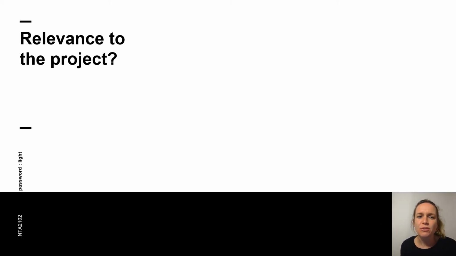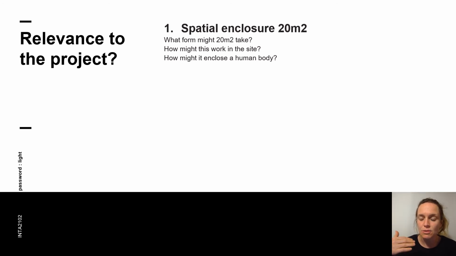And so we'll end just on a little recap of the relevance of this exercise to the project. I know a few people were like, why are we doing this? Why can't I just start designing the apartment? So the first reason that we do an exercise like this is really just to break down the project into a series of parts so that you're not dealing with everything in one hit. The first is to get you familiar with spatial enclosure in terms of 20 square meters. So what kind of form might 20 square meters take? How might this form work in the site? And how might it start to enclose a body? So we're really starting to get you very familiar with scale and with volumetric creation.